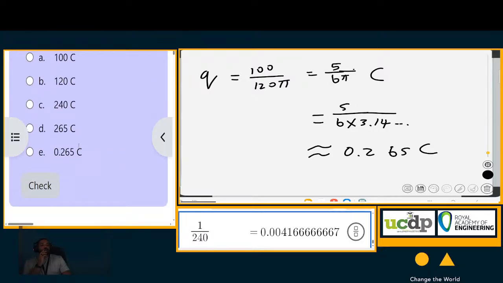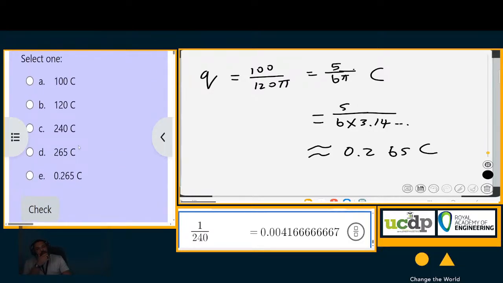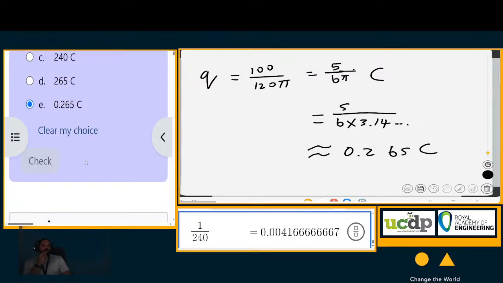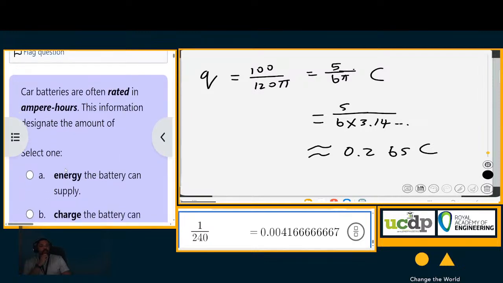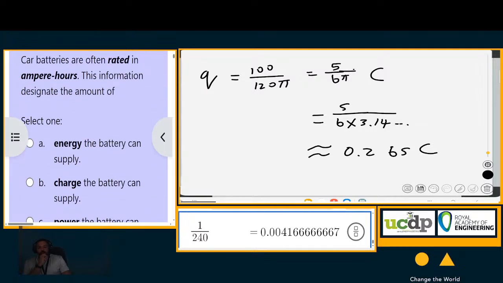Let's see if we get that. There is a 0.265 coulombs. And yes, it's correct. We check. Any questions? None. Next question.